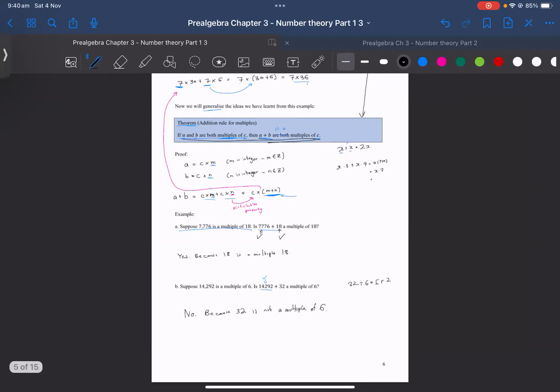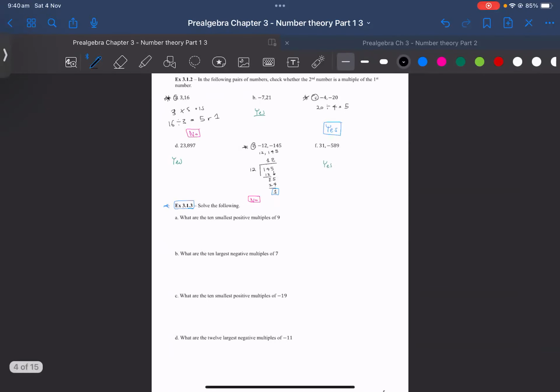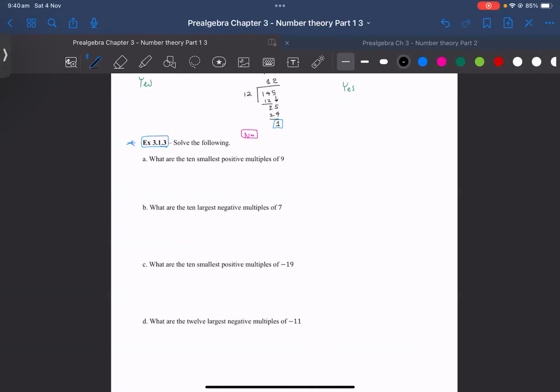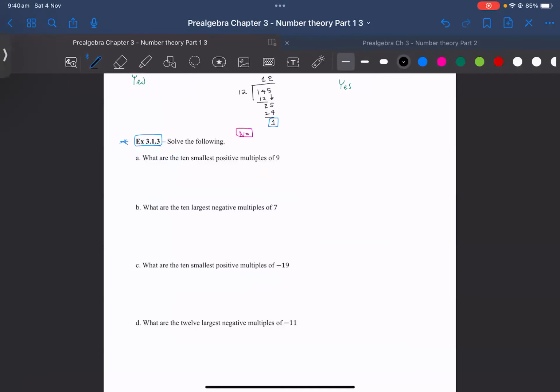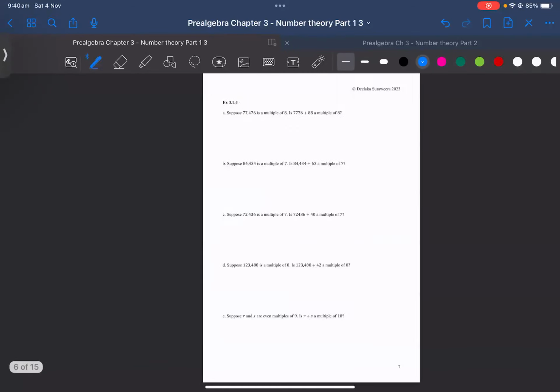Question, I think. On example 3.1.3, it says what are the 10 smallest positive numbers? Isn't that impossible to do because the numbers never stop? Oh, what do you mean? It says what are the 10 smallest, I mean for B, it says what are the 10 largest. Large is negative. Yeah, I get it. Because the largest negative numbers are the ones that are closest to 0.